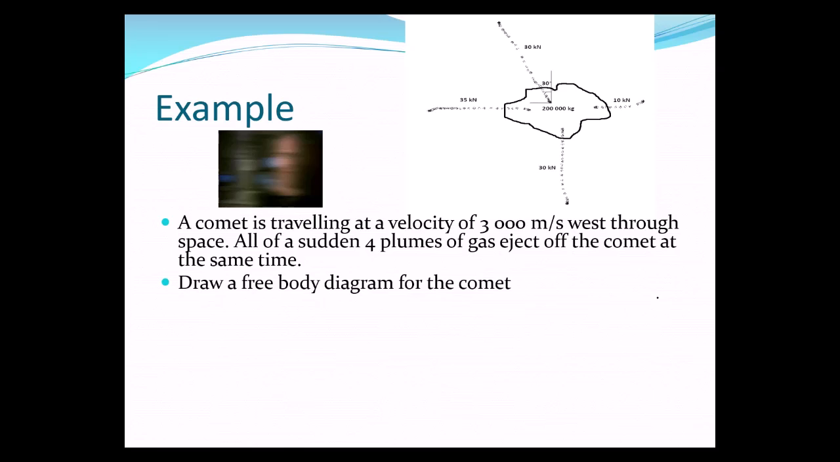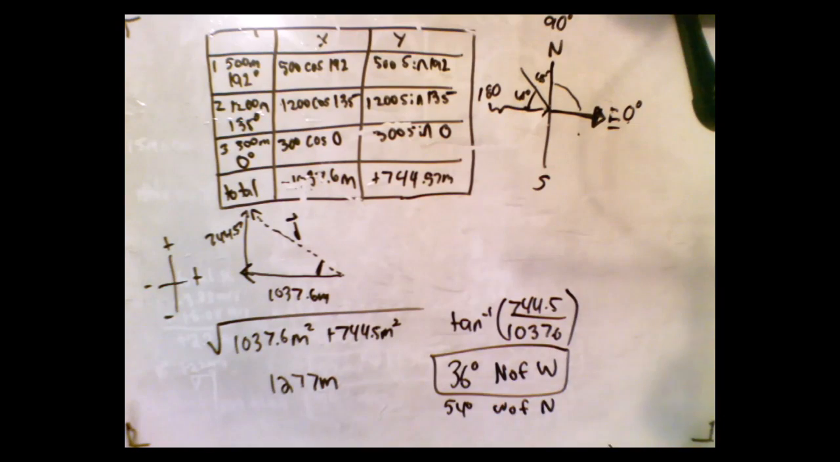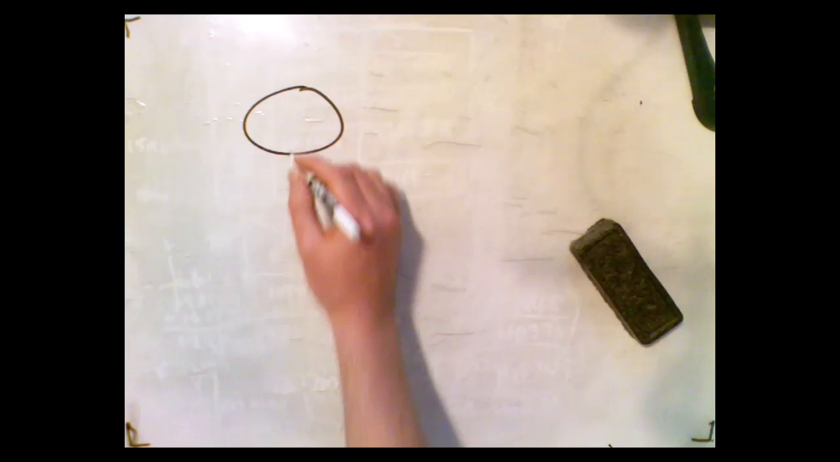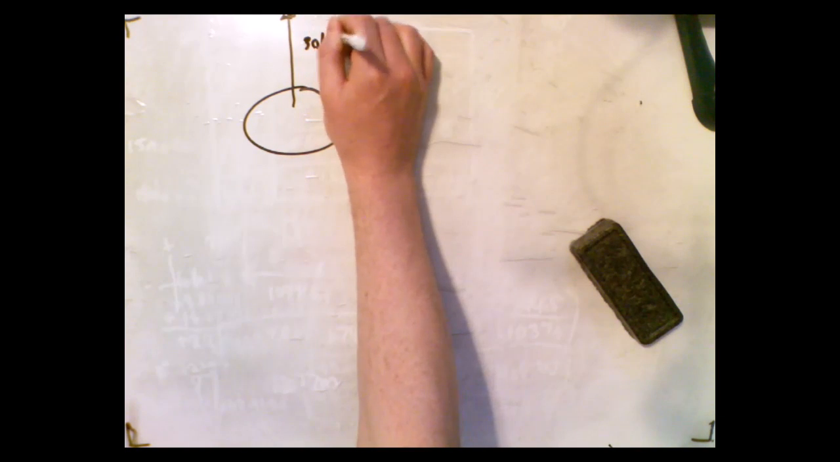So we're going to draw a free body diagram of the comet. Okay, so let's draw that out. Erase all this. So this comet has those plumes of smoke coming off. And remember, with a rocket, it's always Newton's third law, equal and opposite. So there's a plume of smoke that's going down, but that's going to cause a force upwards. So it's going to be a force upwards of 30 kilonewtons.